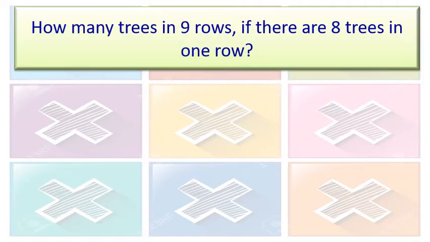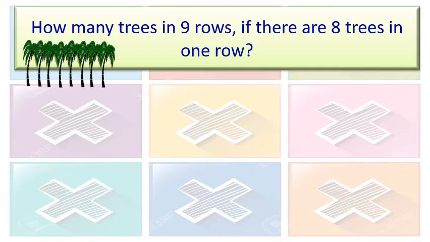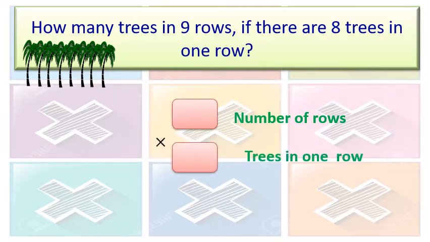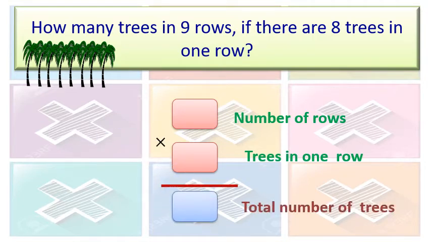How many trees in 9 rows? If there are 8 trees in one row, here you can see 8 trees are there in one row, right? Here we will write number of rows. See, we have written first number of rows multiplied by trees in one row.